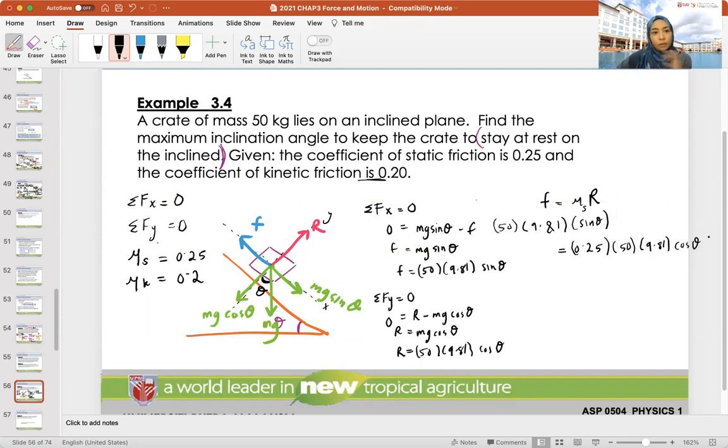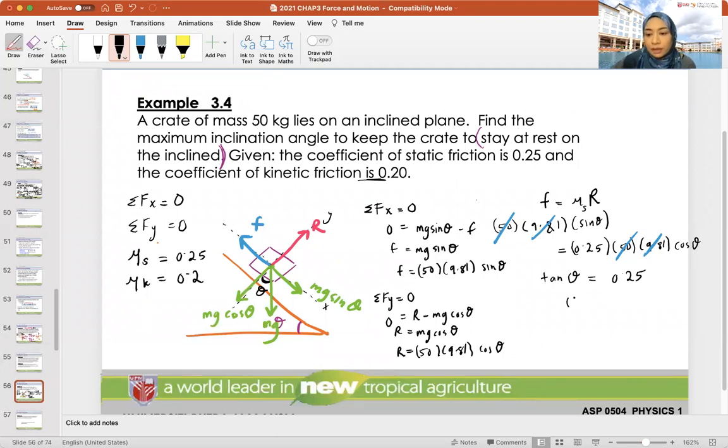So what do I do if I have sine on one hand and cosine on the other? Benda ni saya dah banyak kali dah cerita. What do we do with this? Jadikan dia tangent, yes. So tangent is sine over cosine. So bring your cosine over to the other side. But first, let's do our cancel out thing. 9.81 cancels out with 9.81, 50 cancels out with 50. And then I'm bringing cosine to the other side to make it into a tangent. Sine over cosine akan bagi saya tangent. And then I have tangent theta is equal to 0.25.